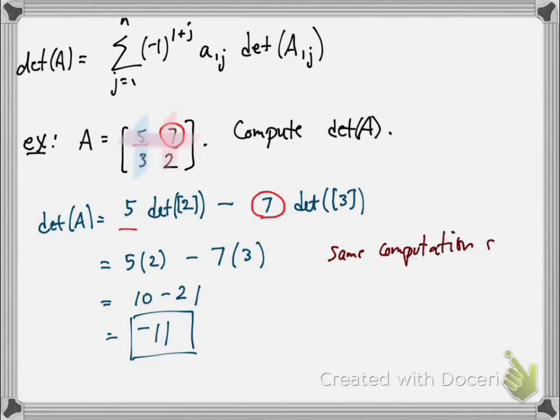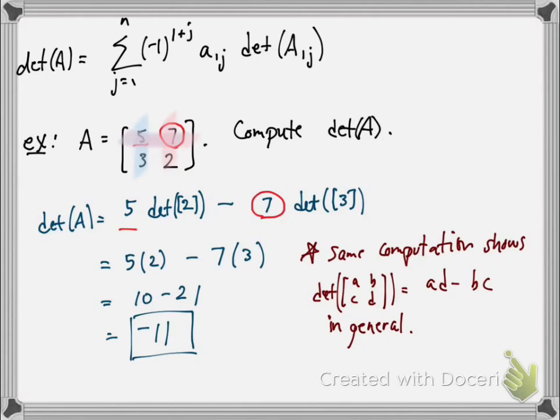Now this will work in general for a 2 by 2 matrix. The determinant of A, B, C, D is AD minus BC. And you'll recognize this formula from when we were looking at inverses of 2 by 2 matrices.